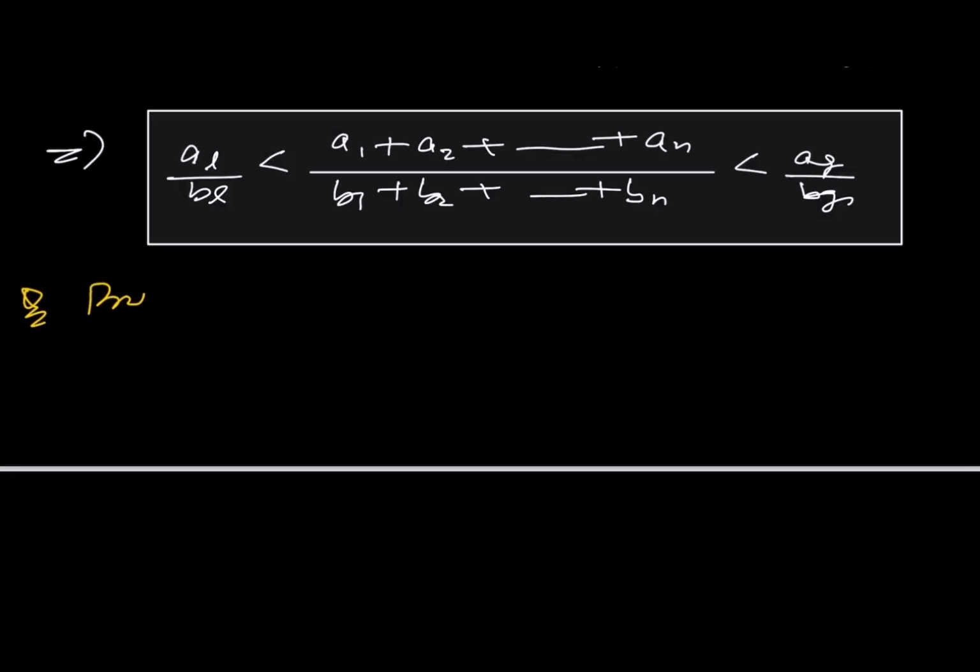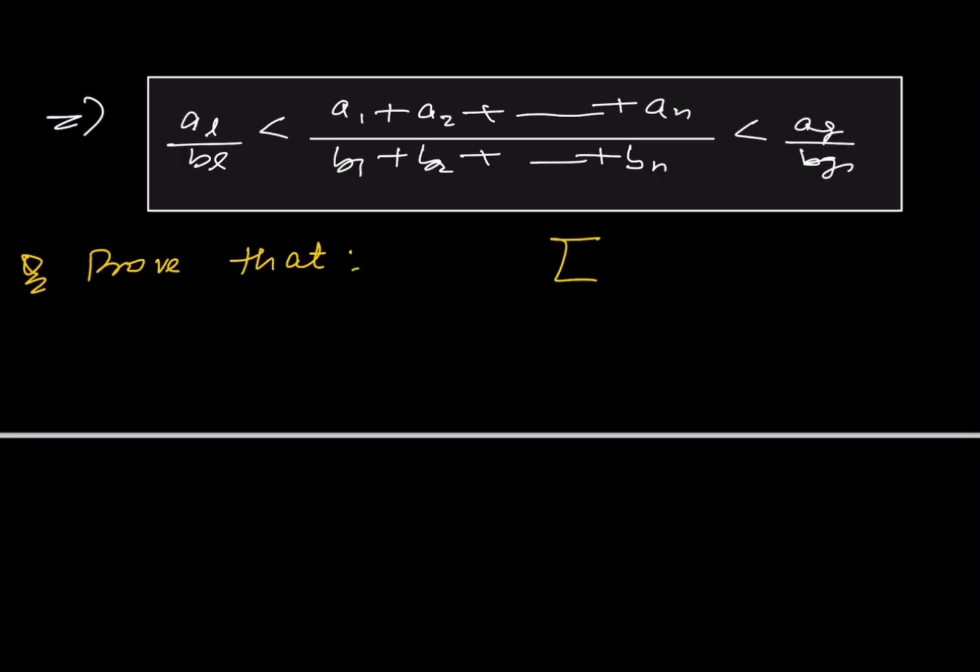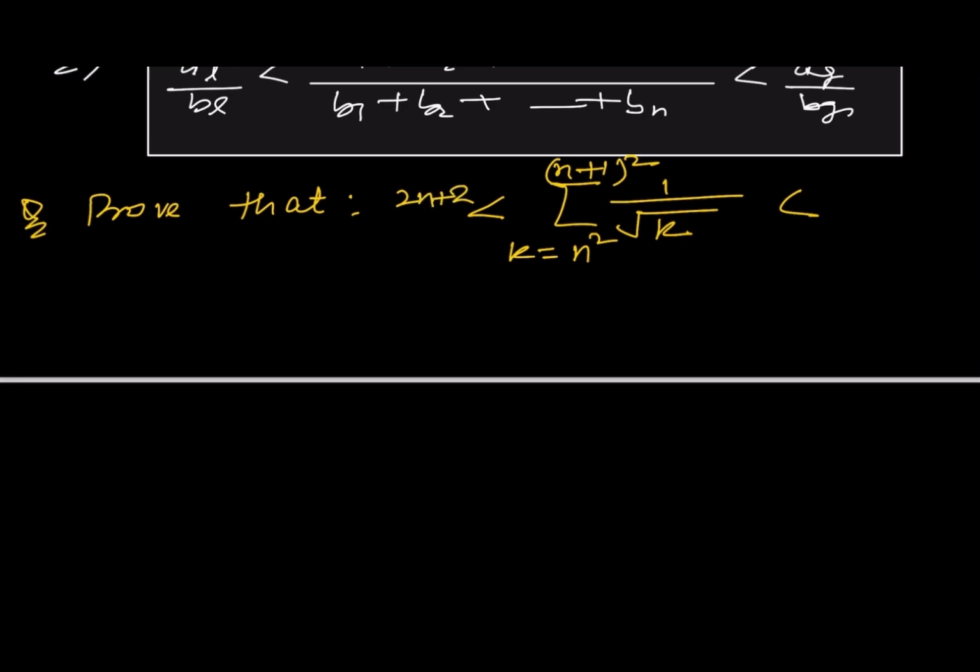Prove that the summation of 1/root k, where k goes from n square to (n plus 1) whole square, is lying between (2n + 2)/root(n square) and (2n + 2)/root(n square + 2n + 1). So we have to prove this statement.